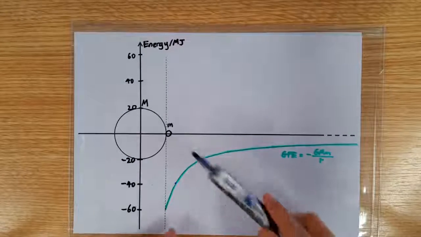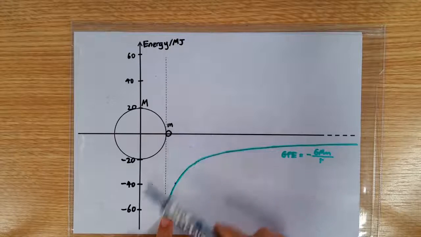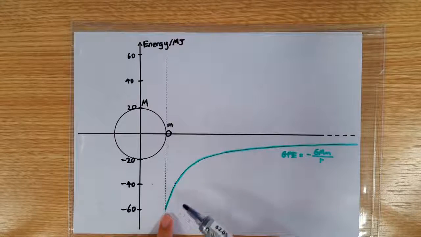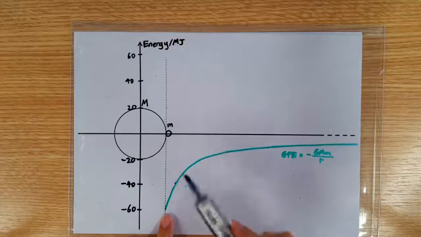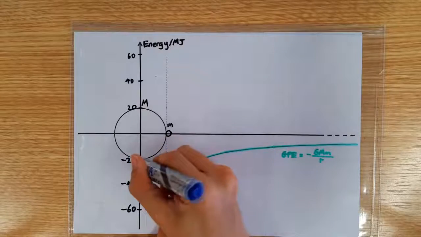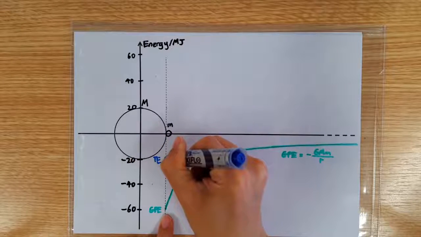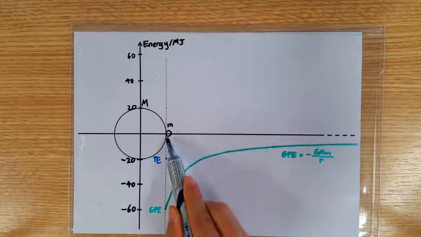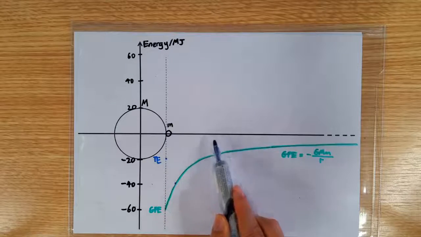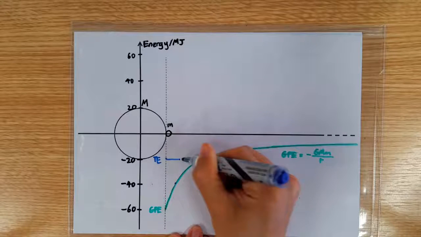Now let's suppose the GPE of the mass when it's on the surface of the Earth is negative 60 megajoules, and the mass is thrown at such a speed that it started out with a total energy of negative 20 megajoules. Now remember, the total energy of the mass is going to remain constant as it moves outward away, and therefore the total energy graph is a horizontal line.